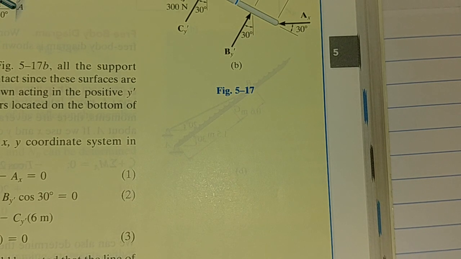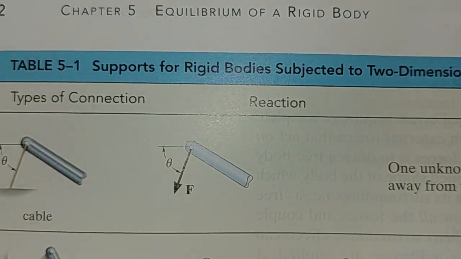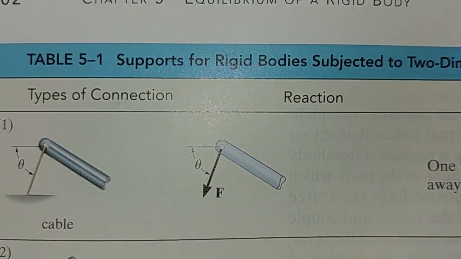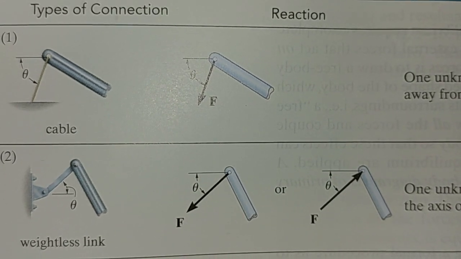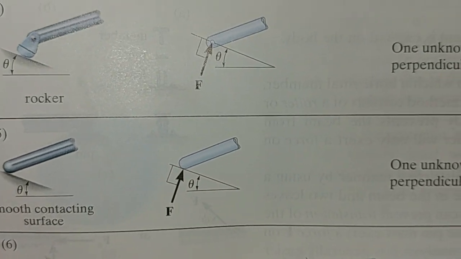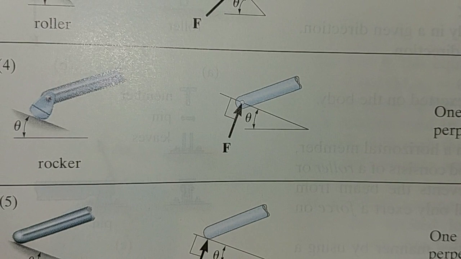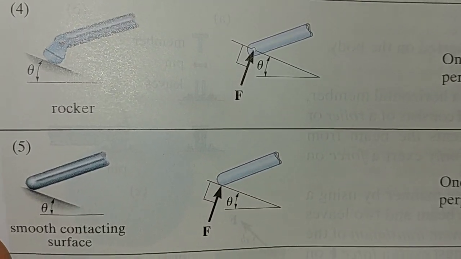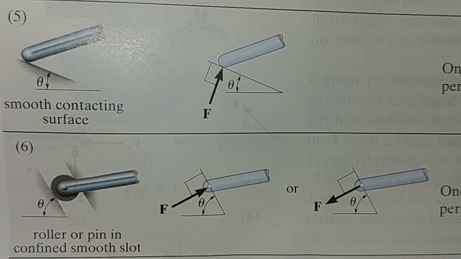Okay, so I'm just going to quickly see if I can find this very important table here. So this table is very, very important. Table 5.1. It shows us all the types of elements we can get, connectors, and then how we replace these ones with forces when we are drawing our free body diagram. Okay, so you can see that there's a rocker. What do I do if I draw the free body diagram? I replace it by the force. That's normal. What about a smooth contacting surface? I replace it by a force, a normal force.